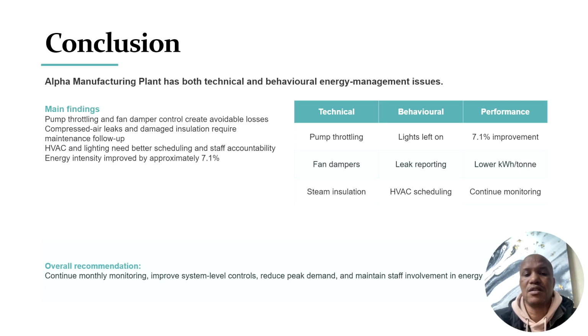The energy intensity analysis showed that the plant improved by approximately 7.1%. To sustain this, the plant should continue monitoring, improve controls, reduce peak demand, strengthen maintenance, follow up, and involve staff in conservation actions.